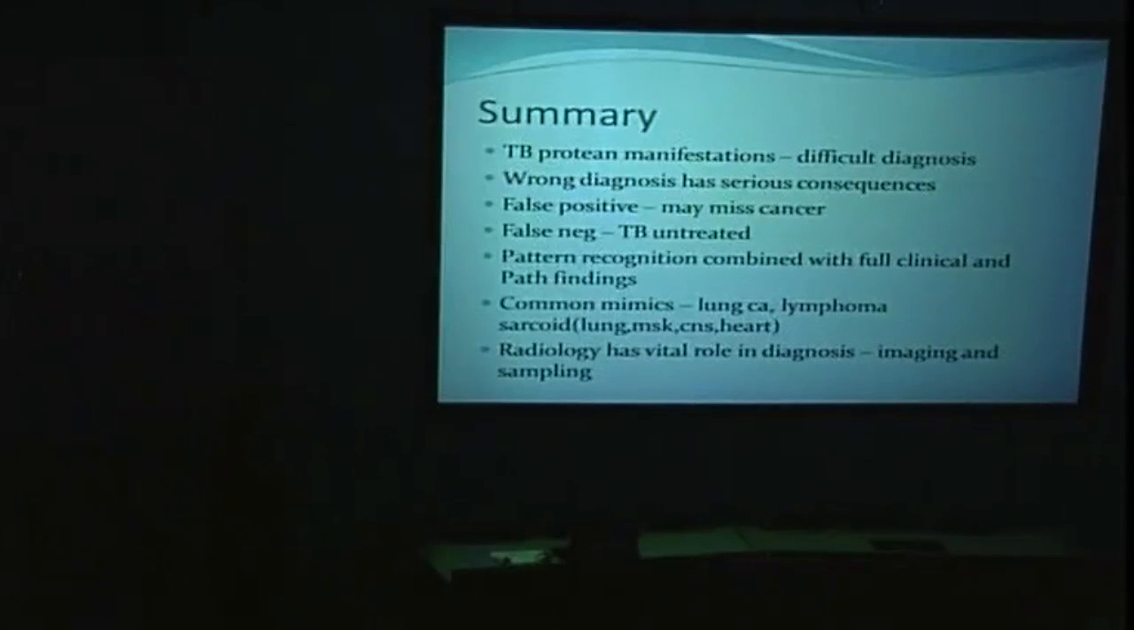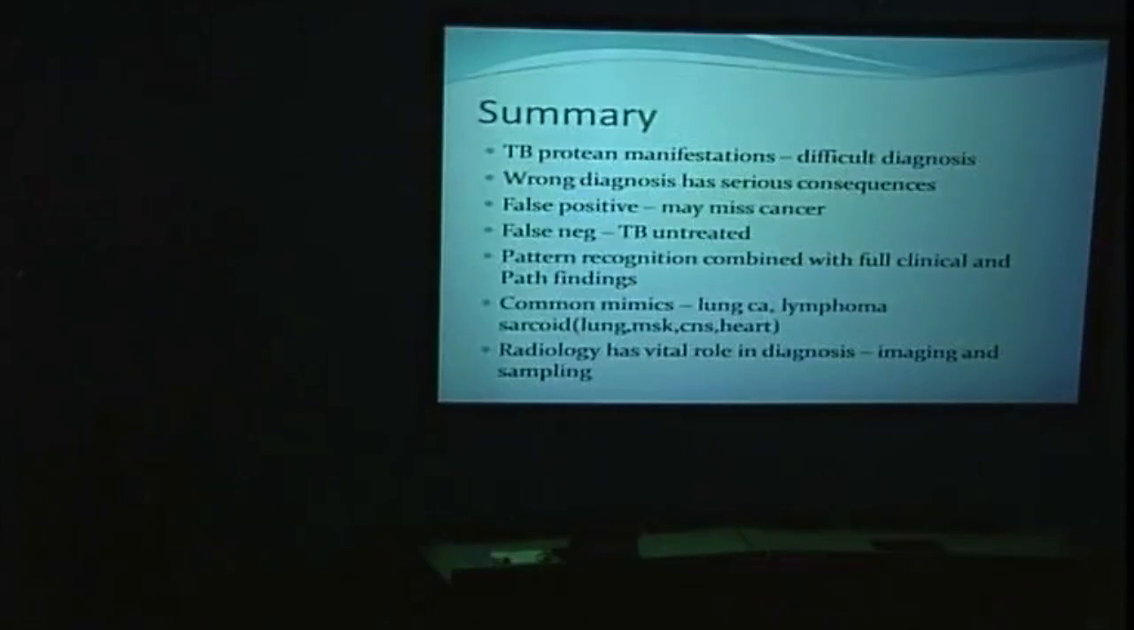To summarize, TB has protean manifestations on imaging and can be a difficult diagnosis. It's important to get all the information together, because a wrong diagnosis can have serious consequences. With a false positive, for example, you may miss cancer. A false negative will leave TB untreated. Pattern recognition needs to be combined with full clinical and pathological findings.